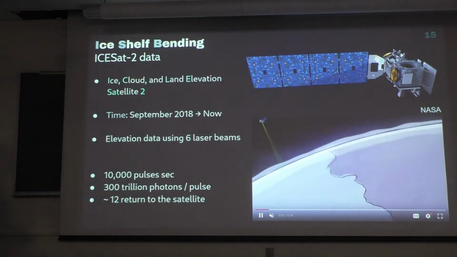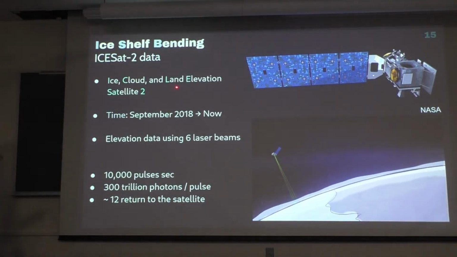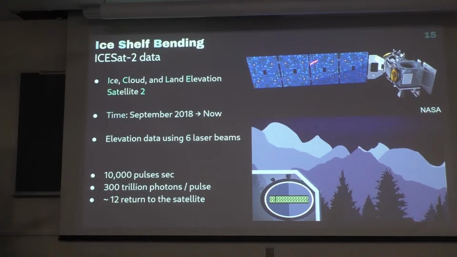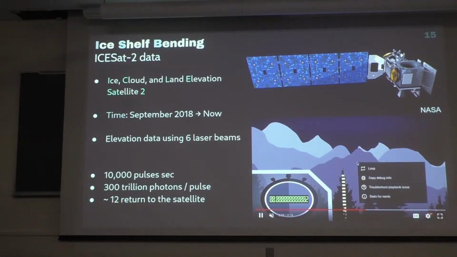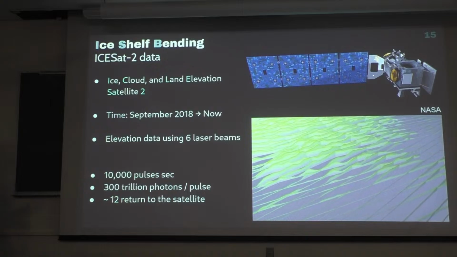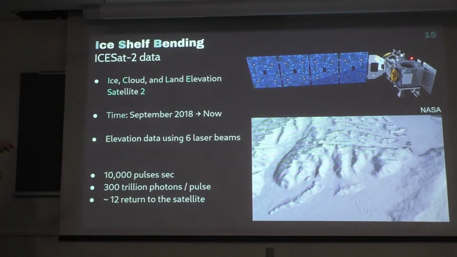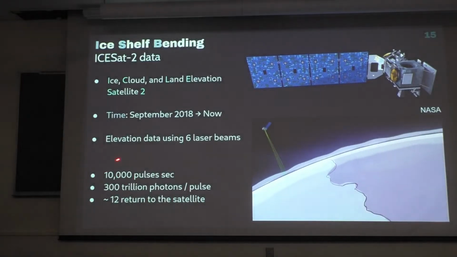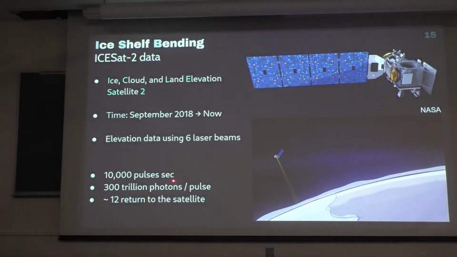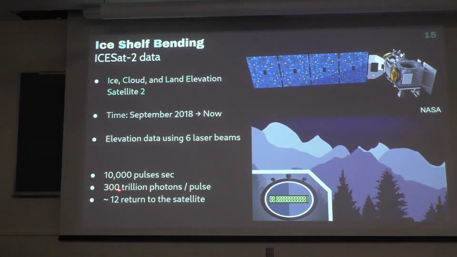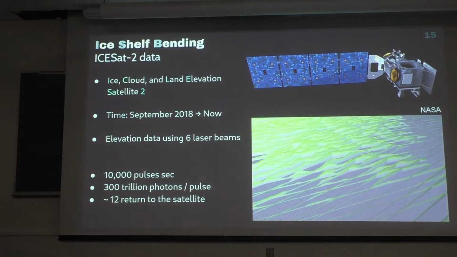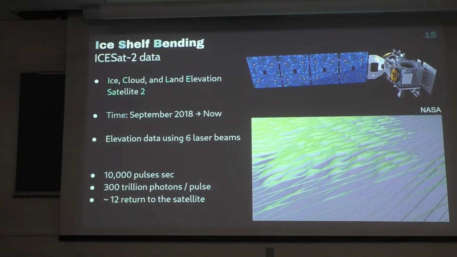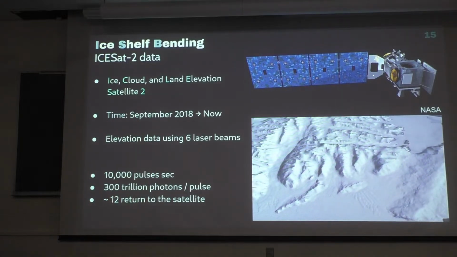So the data comes from ICESat-2, which stands for Ice, Cloud and land Elevation Satellite 2. The way it works is by sending some photons from space to Earth and calculating the time it took to go back and forth. And fun fact about that, this satellite is sending 10,000 pulses per second, and for each of these pulses, there are 300 trillion photons that are leaving the satellite, but only 12 of them come back. So you need a lot of back and forth to map the surface of the Earth.